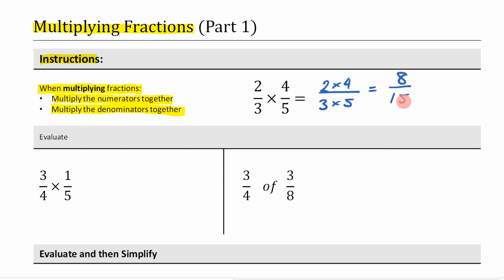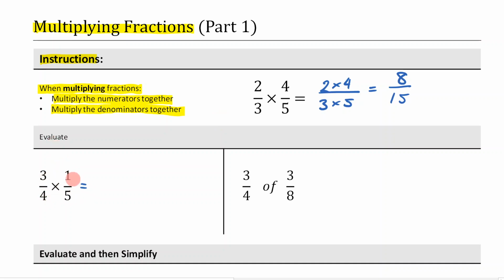And that's it. So you can see that this is much easier than adding and subtracting. Adding and subtracting is quite difficult because you have to get the lowest common denominator. But here, we just have to multiply the numerators, multiply the denominators, and we're done. So let's go through a couple more examples here. It says evaluate 3 on 4 times 1 on 5.